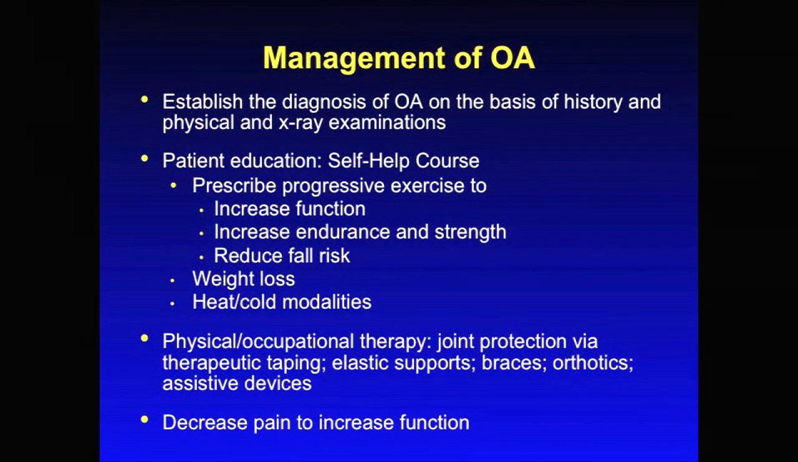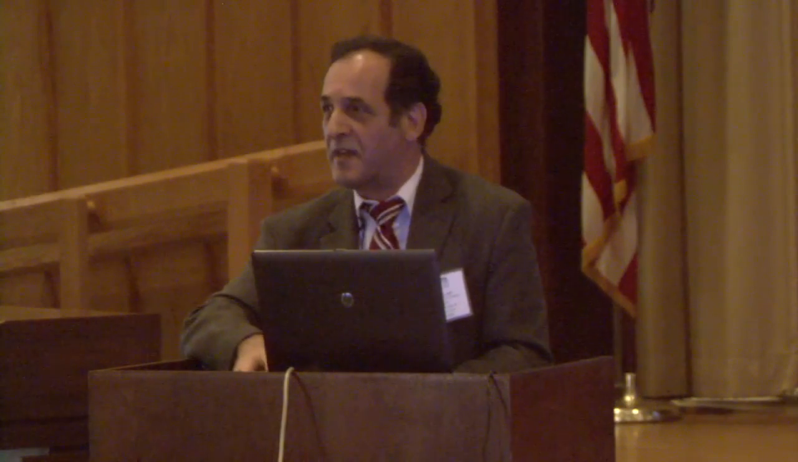I haven't said anything about medications yet, because medications are probably the least important manner in which we should be treating osteoarthritis. Different than rheumatoid arthritis. And again, that's why I want to emphasize how these conditions differentiate from each other. There are other things that we can do to protect joints, such as braces, such as canes, such as orthotics. And the purpose of all this is to improve function and decrease pain before we ever prescribe a medication.